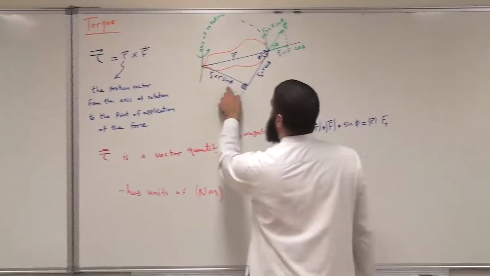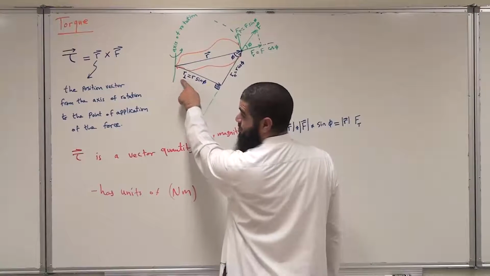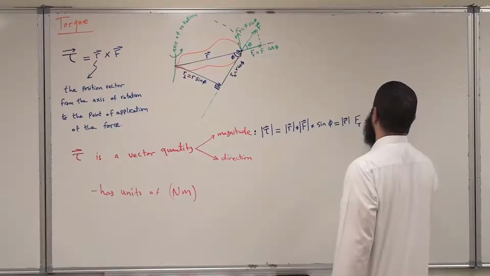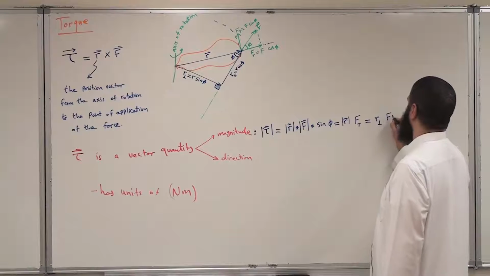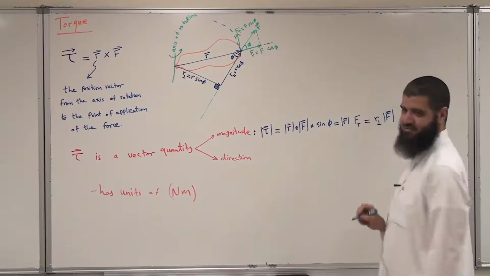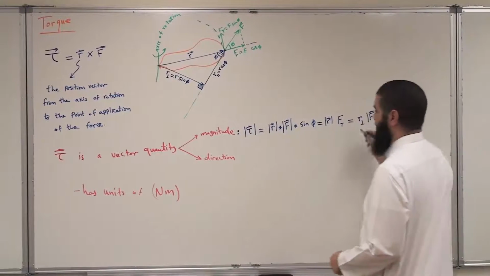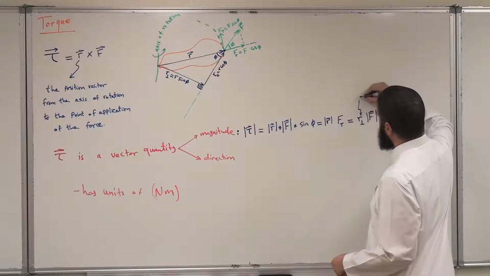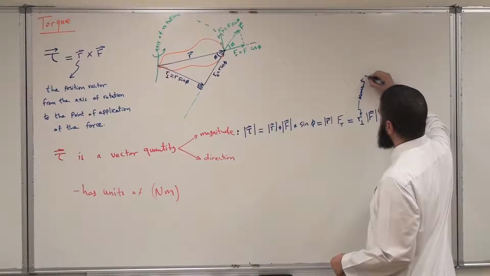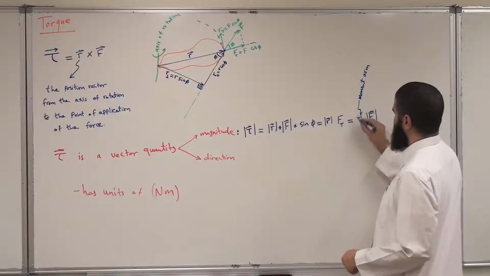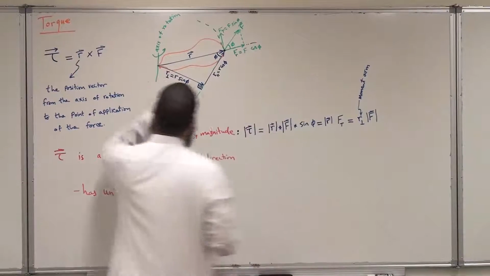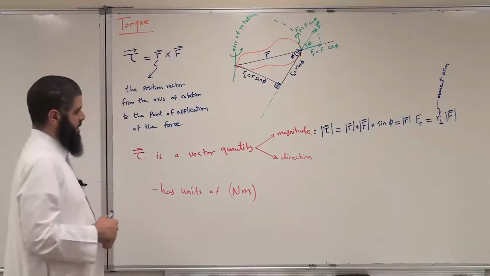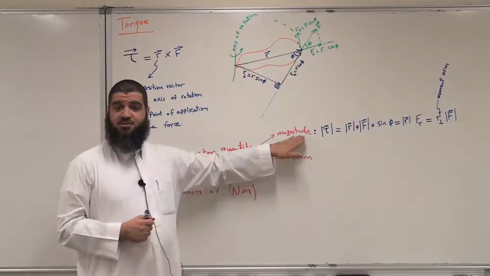So what is R sine phi? It is the perpendicular component of the R. So this is nothing but R perpendicular multiplied by the magnitude of the force. And this R perpendicular, we call it in the book the moment arm, which is the component of the position vector which is perpendicular to the force. We call it the moment arm. So this is how to calculate the magnitude of the torque.